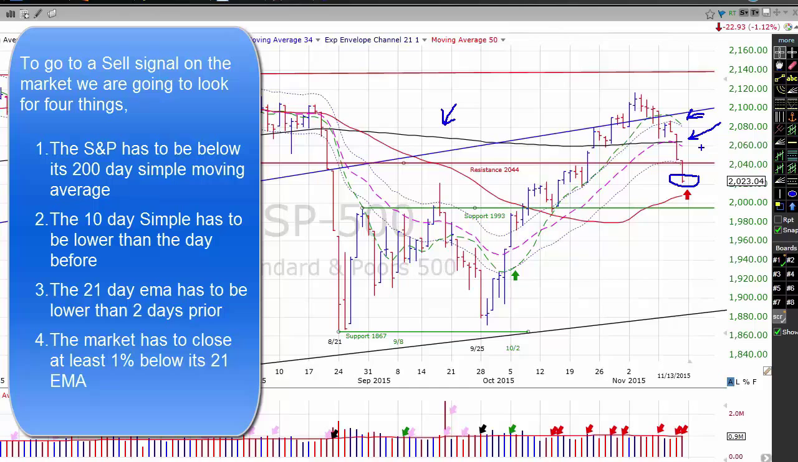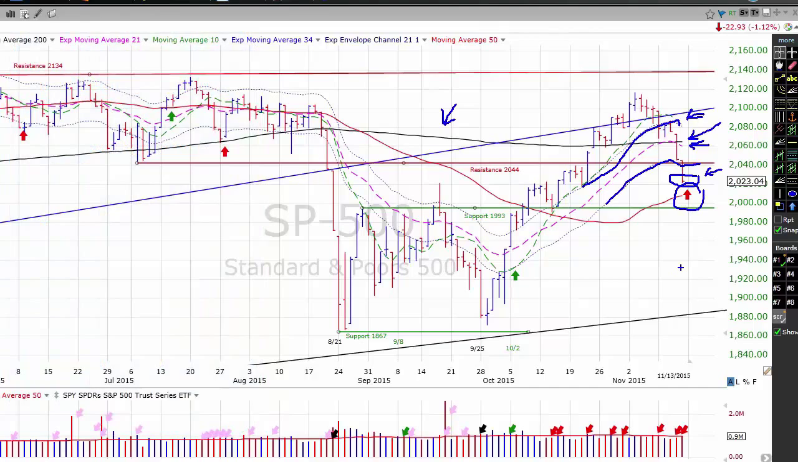Thirdly, the 21-day exponential moving average, which we show in pink, has to be lower than it was 2 days prior. We also meet that criteria. And finally, the market has to close at least 1% below its 21-day exponential moving average. This envelope, which I show in a gray dotted line, is a 1% envelope around the 21-day exponential moving average. We've closed below that level, meeting all 4 of our criteria for a sell signal. And so our market timing model, as I mentioned earlier, is on a sell signal.